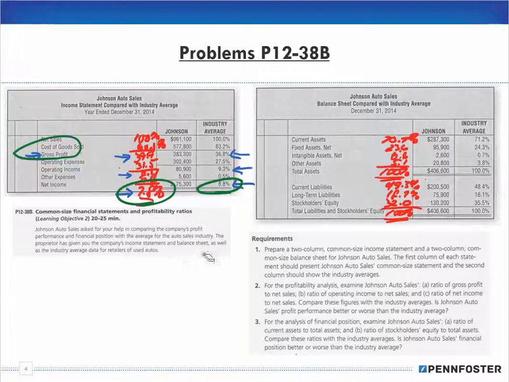And okay, so let's see here in number 3. Right, so it says here, for the analysis of financial position, examine Johnson's ratio of current assets to total assets. Right? So its current assets are 70.7, and the industry average is 71.2. Right, so that's pretty close. Okay.